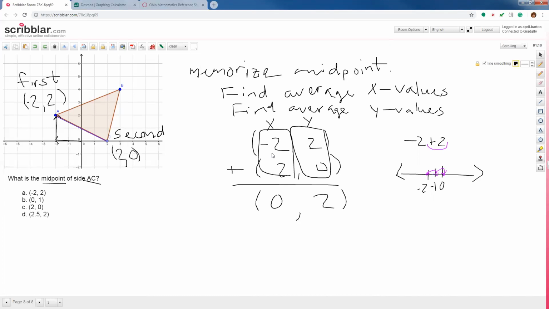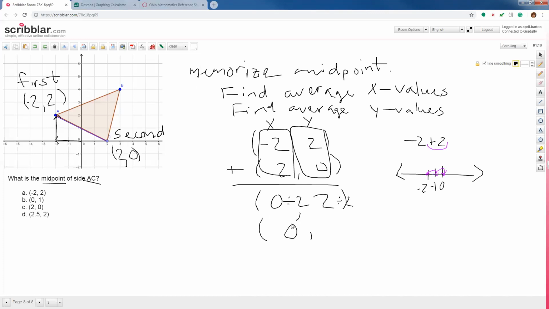By 2, maybe? Yes, by 2, because we added 2 things together. When you average, you say, well, how many things did I add together? That's what I divide by. So now we have to divide by 2. So what do we get when we do 0 divided by 2? Wouldn't it be 0? Yep, still 0.